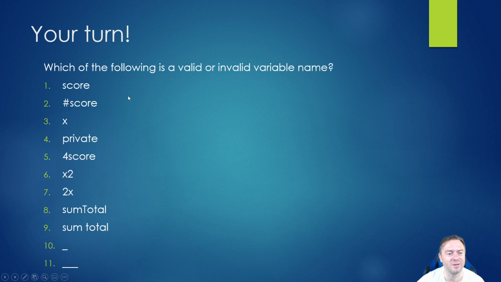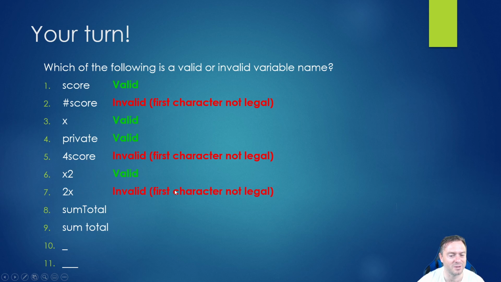So the first one, totally valid, all good. This one, not valid because the first character is not legal for a variable. The next one is valid. This one's valid. This one's invalid because the first character is not legal. This one's valid. This one's invalid because the first character is not legal. This one's valid. This one's invalid. This one's valid. And then this one's valid.